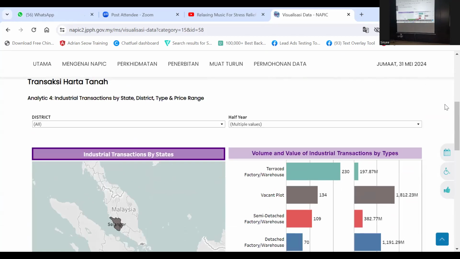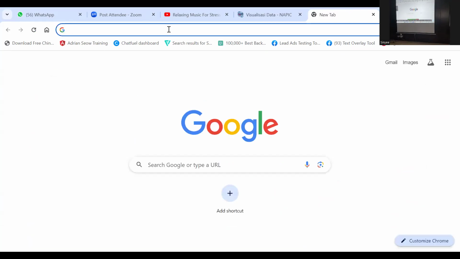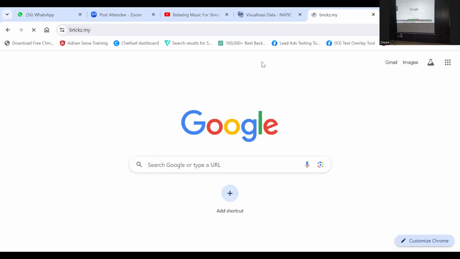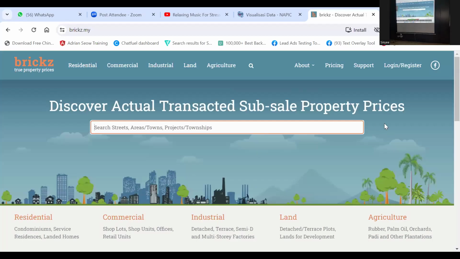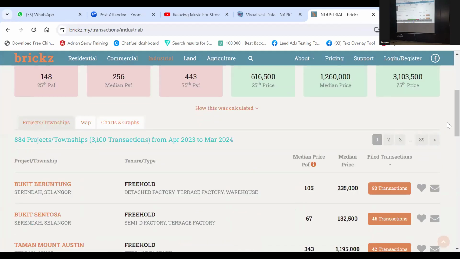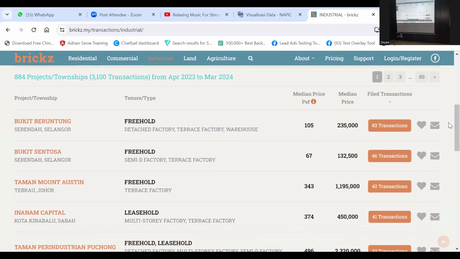I need to share with you guys something. This is Brick, okay? So you need to be curious and update yourself with the entire market trend and data. Example, let me show you something. Click on industrial. Automatically on Brick, it will show you industrial, the most transacted properties in the market.